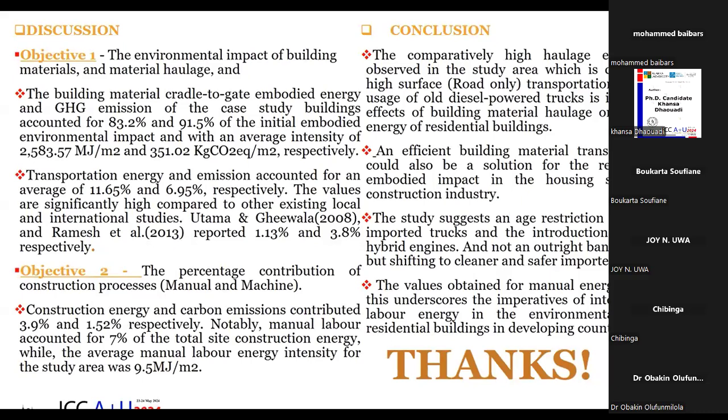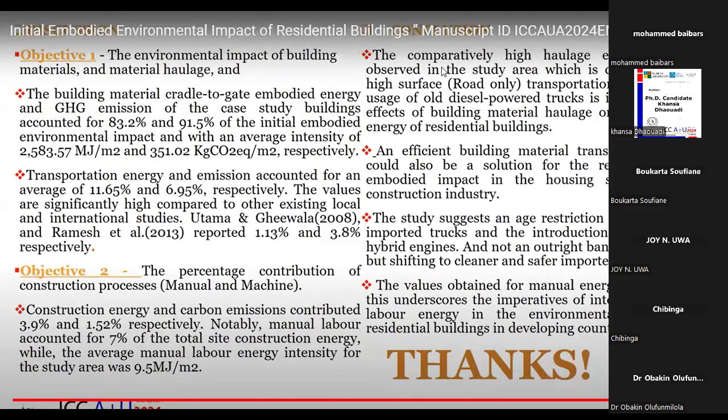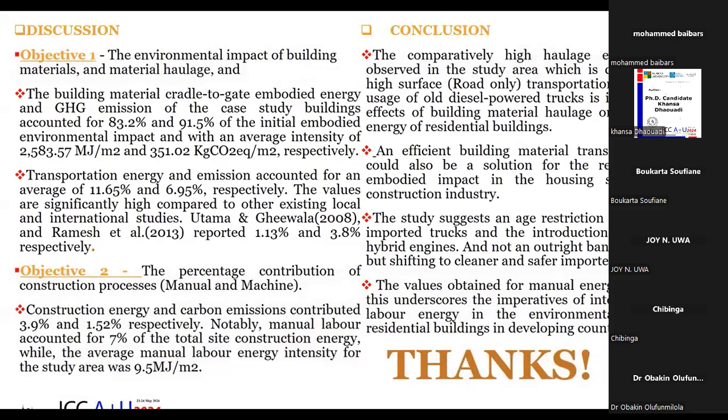Regarding transportation, the energy and emission accounted for an average of 11.65% and 6.95%, respectively. The values obtained in the study are significantly high when compared with other existing local and international studies. For example, Utama and Etat reported 1.13%, while Ramsey reported 3.8%. When you compare the values, you find that the value obtained from the study is comparatively high. Objective two, the percentage contribution of the construction process, that is, manual and machine. The construction energy and carbon emission contributed 3.9% and 1.52%, respectively. Notably, manual labor accounted for 7% of the total site construction energy, while the average manual labor energy intensity for the study area was 9.5 megajoules per square meter.